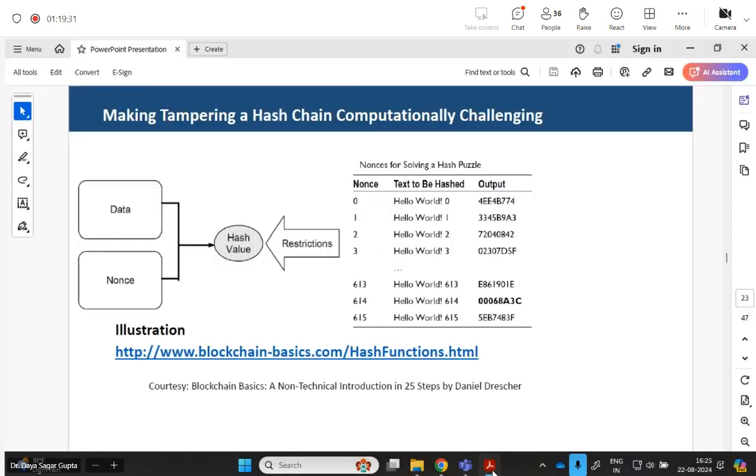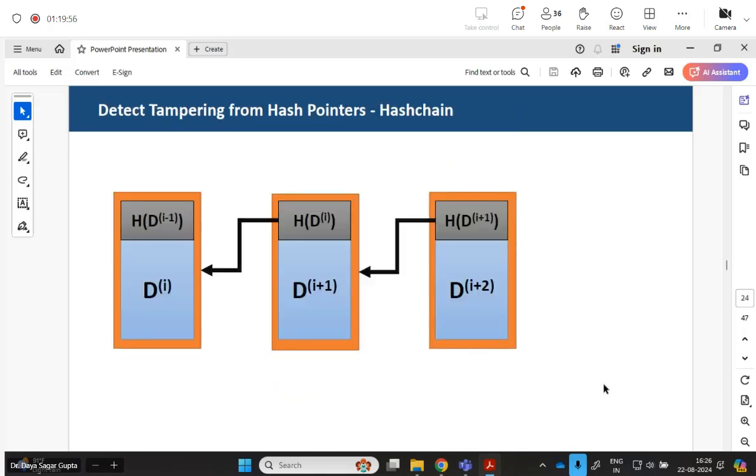What was the problem basically? The problem was that if I change my data as well as the hash value, it is very simple. But if I use some nonce, now it has become a little bit difficult. So let us move further.